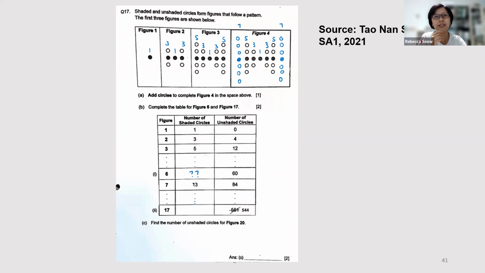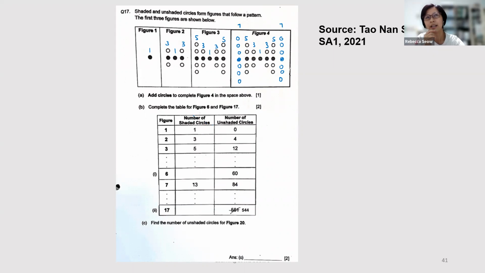But we might take a little longer to add 2 to the previous number to get all the way up to figure 17. However, this is not a very wise way of using time. After all, this question is 2 marks. You don't want to be spending 10 minutes on it. So how do we go about finding the answer to this?